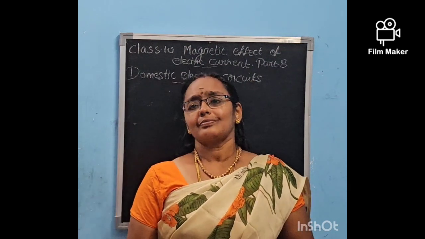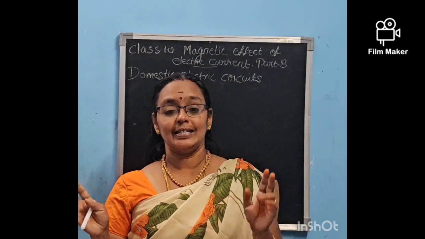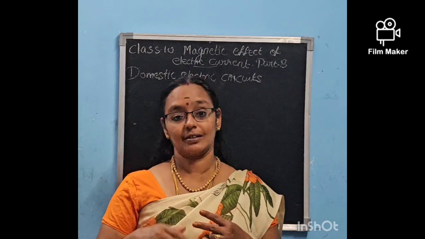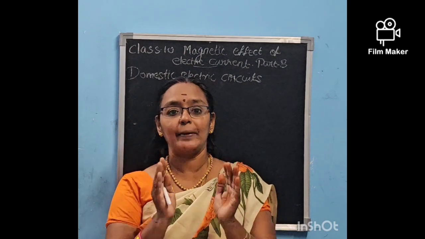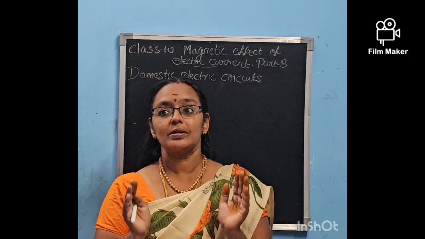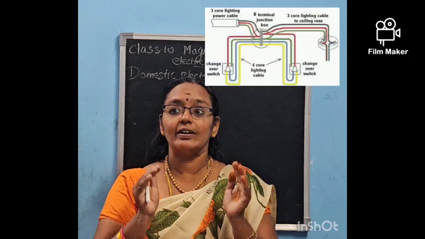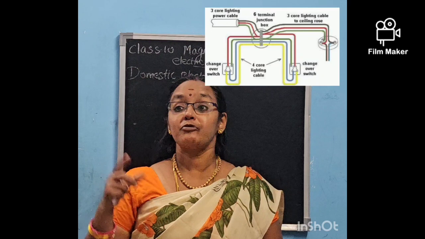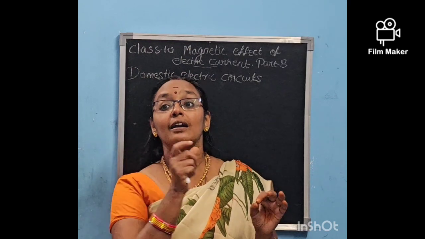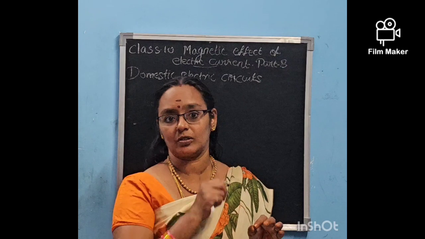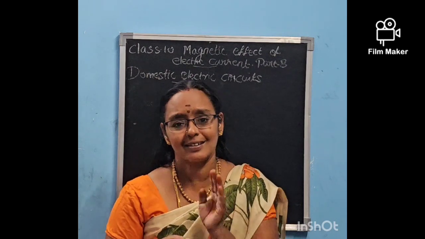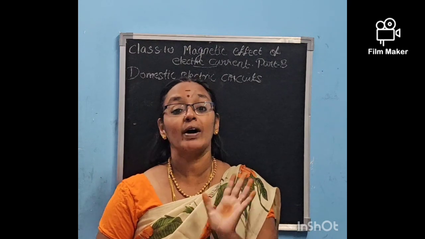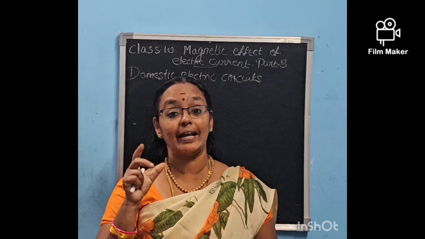Inside the home we can see two types of circuits, that is lighting circuits and power circuits. Lighting circuits, from the name itself, are the circuits which need less current to work. For example, bulbs, fans, and chargers. All these need very little electricity to work. So the current which they draw is only 5 ampere. So they are called lighting circuits.